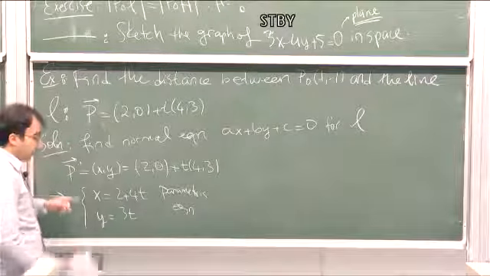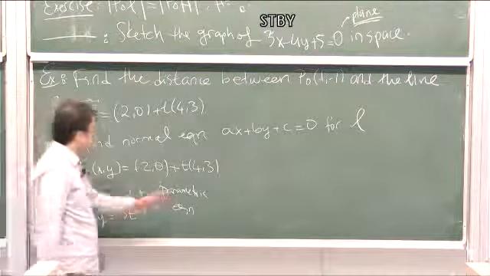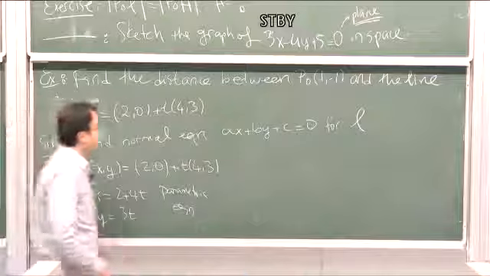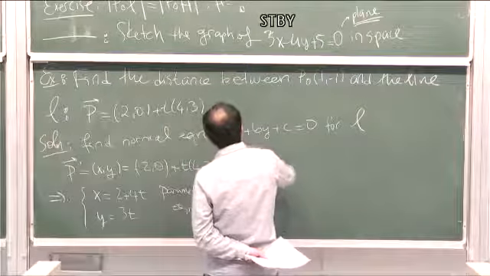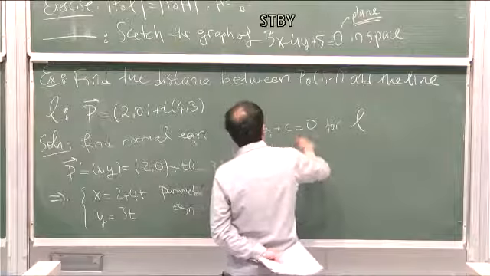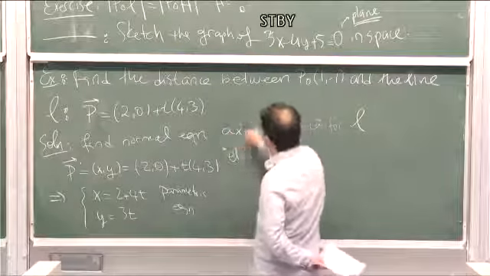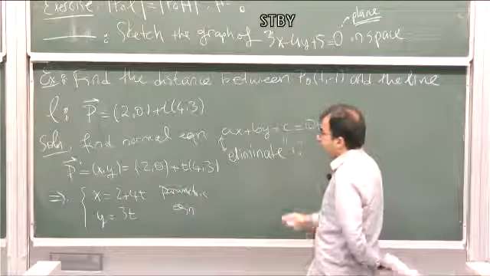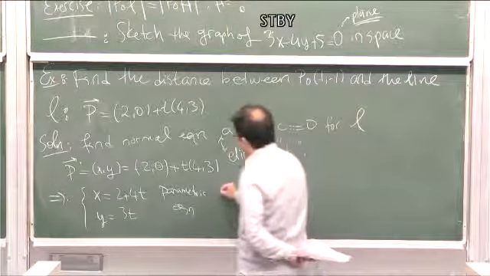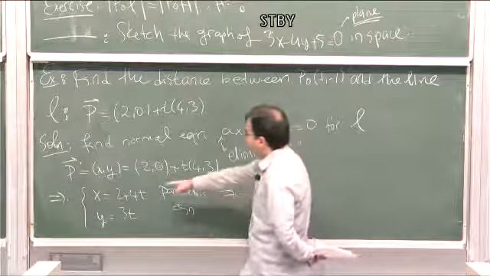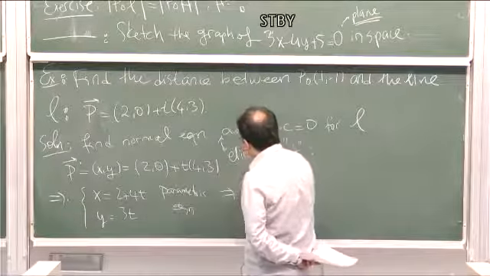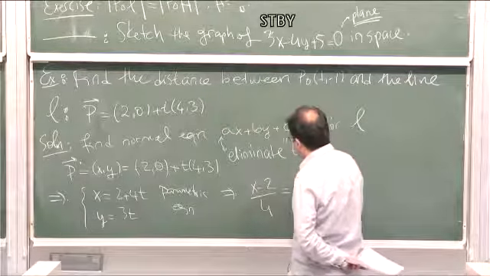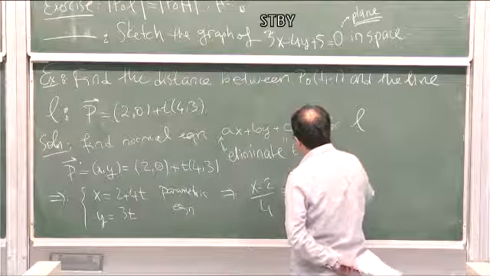Fine. Now, how do I pass to this xy equation? There is x, there is y, but there is also t. So I need to eliminate t, to get this normal equation. So let's eliminate t. What is t equal to from the first equation? It is equal to x minus 2 over 4. From the second equation, it is equal to y over 3. This is equal to t.